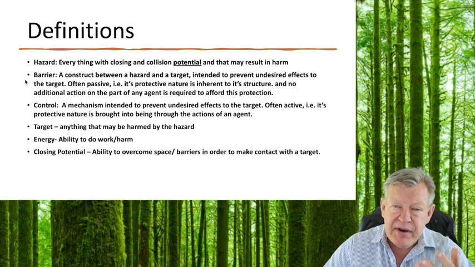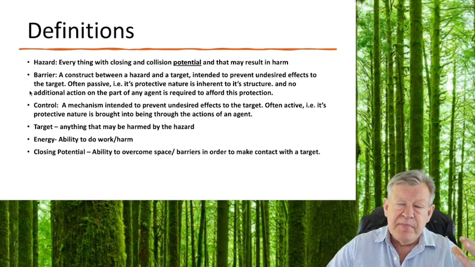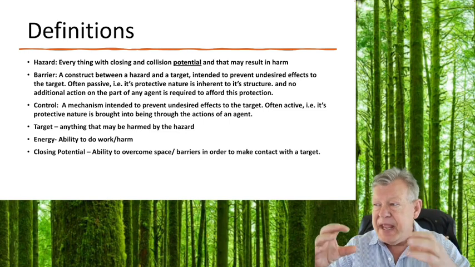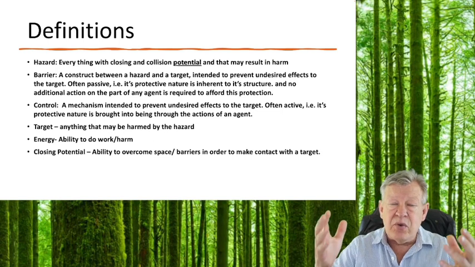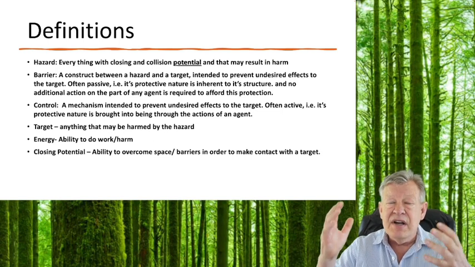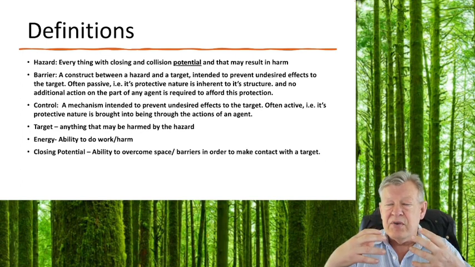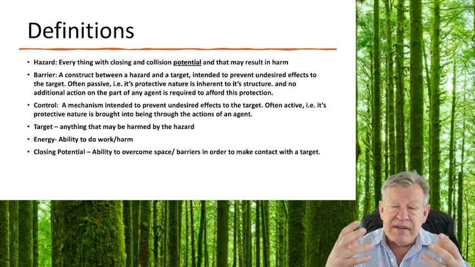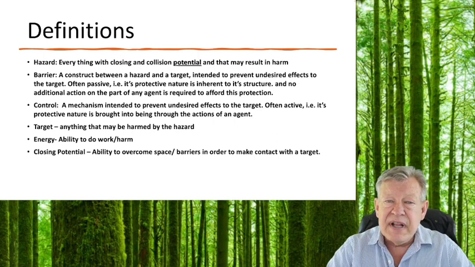What is a barrier? A barrier is anything that we put up between the hazard and the target. That can be something physical, like a shield or a PPE or a fence or a guard, but it can also be a procedure or a rule or a traffic sign that changes your behavior so that you don't come close enough that the hazard can get you.